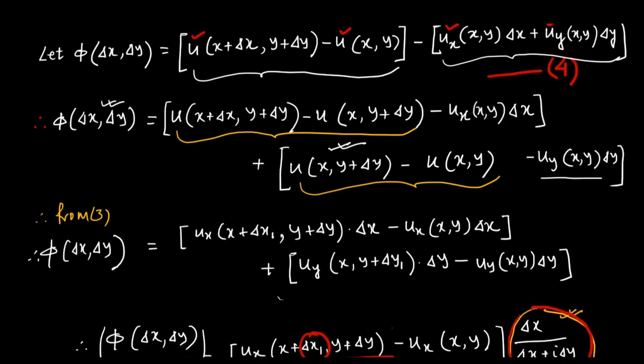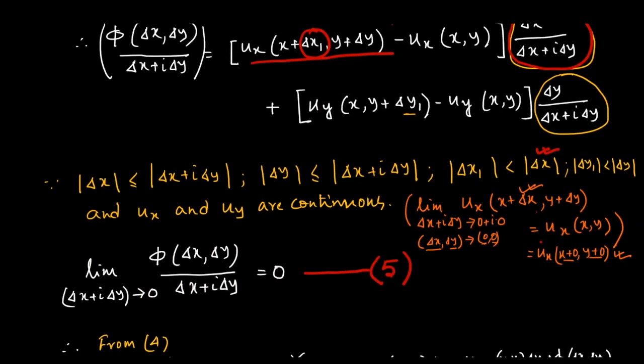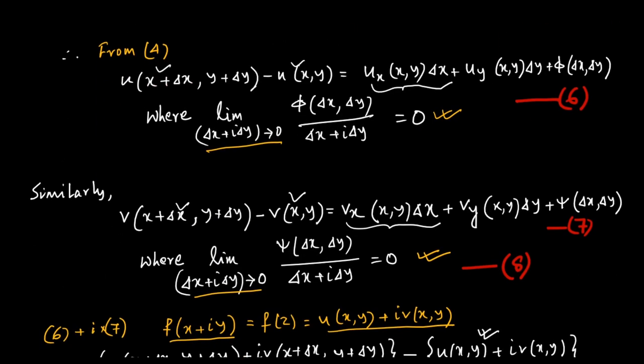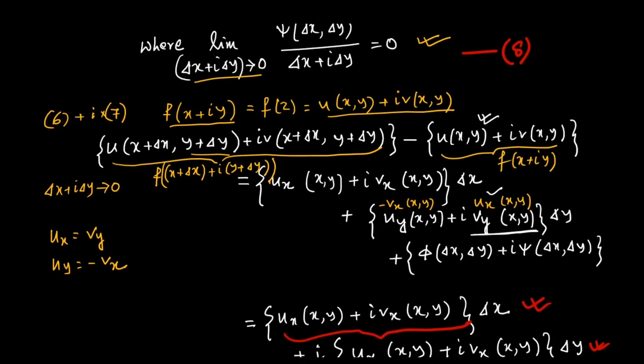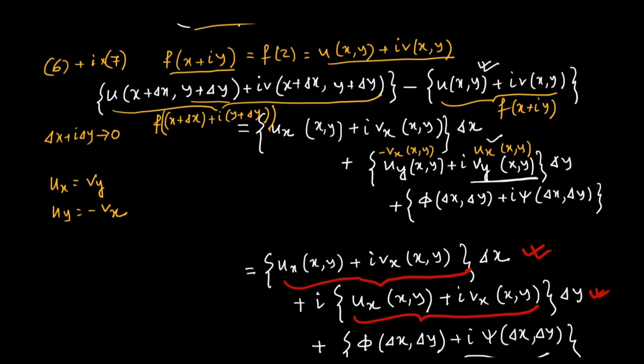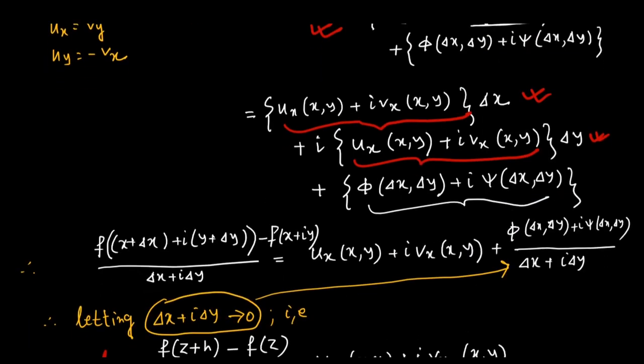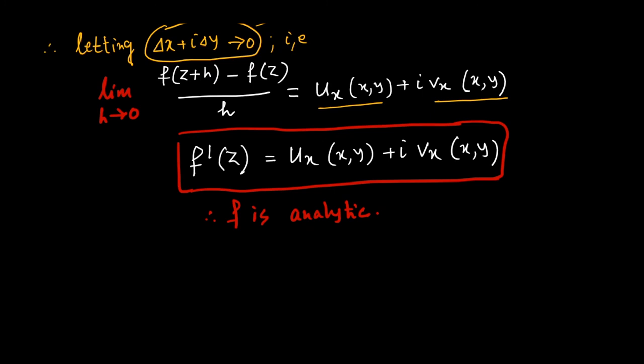And you remember that we applied the assumption of continuity for evaluating the limit which is present in 5 and 8. And we applied Cauchy-Riemann equations in this place of the simplification. Unless you have the two, you cannot get this result. So that's why we say that whenever my u and v satisfy Cauchy-Riemann equations and they are continuous, then we can say that the function is analytic.